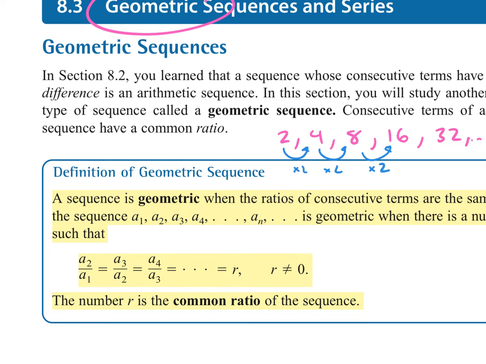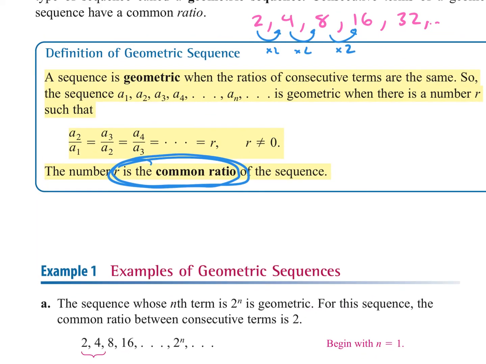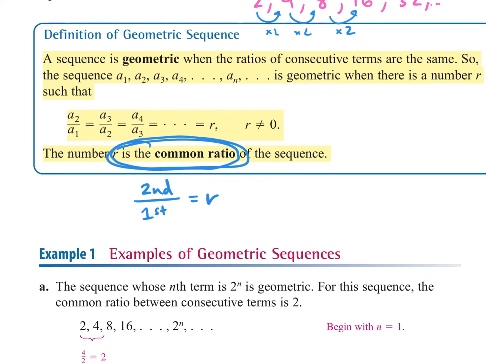So that 2, the number that we multiply by, is our common ratio. And we call that R. We can find R by taking the second number and dividing it by the first number. That gives us our common ratio. So R is the common ratio? R is the common ratio.